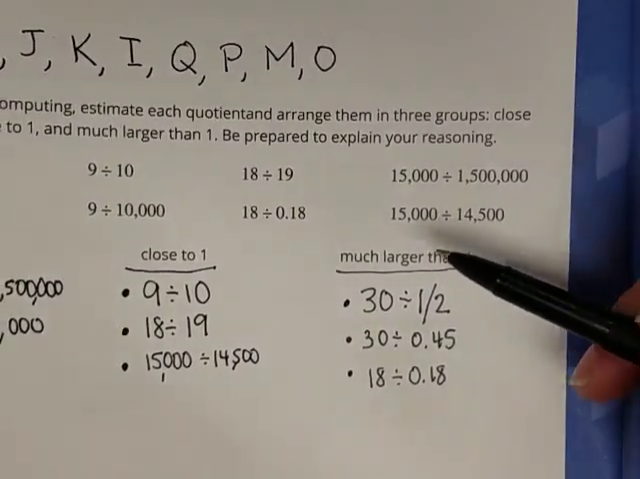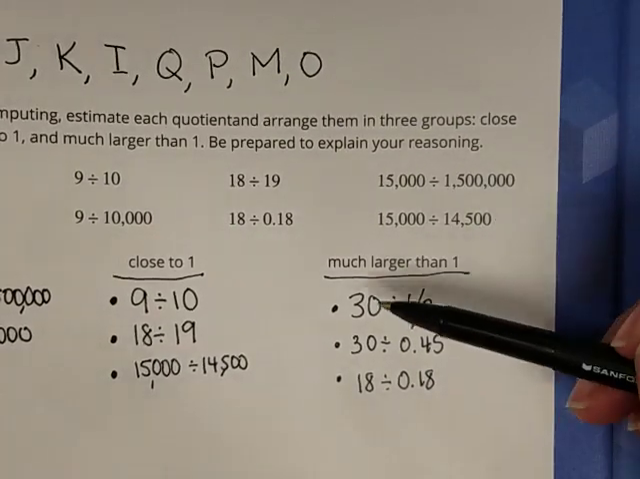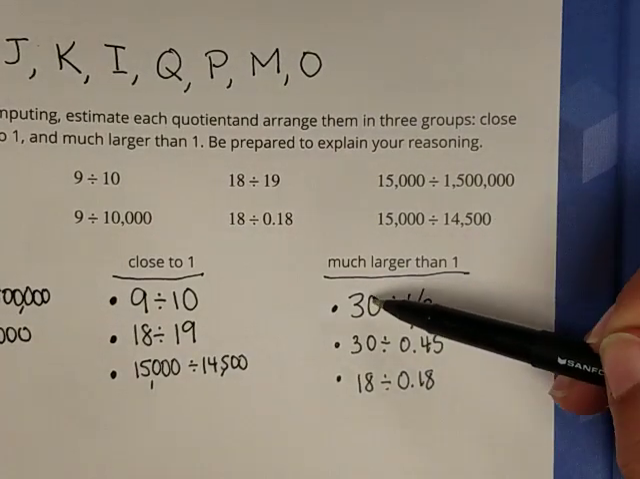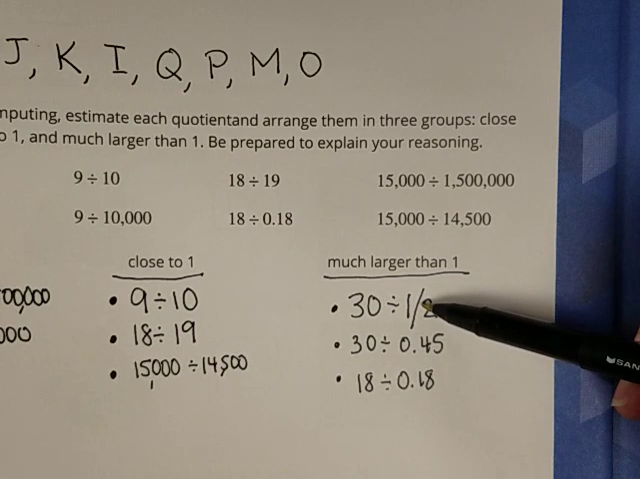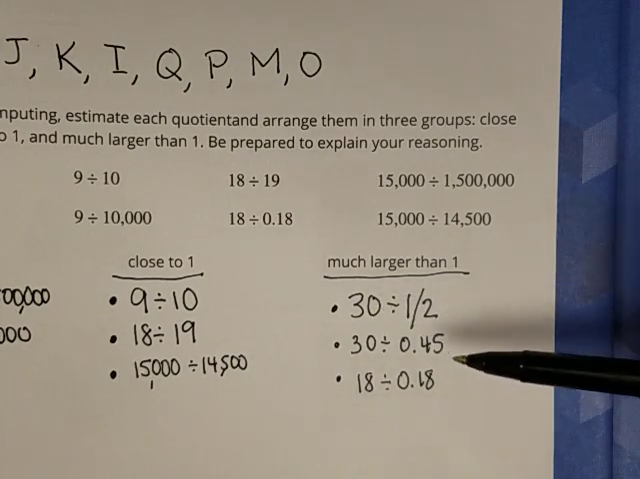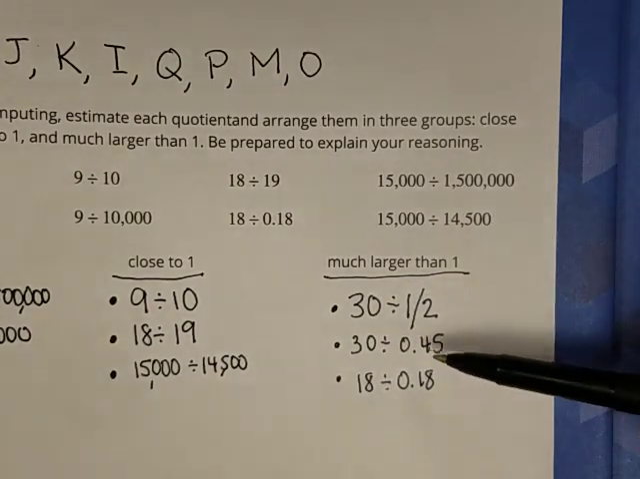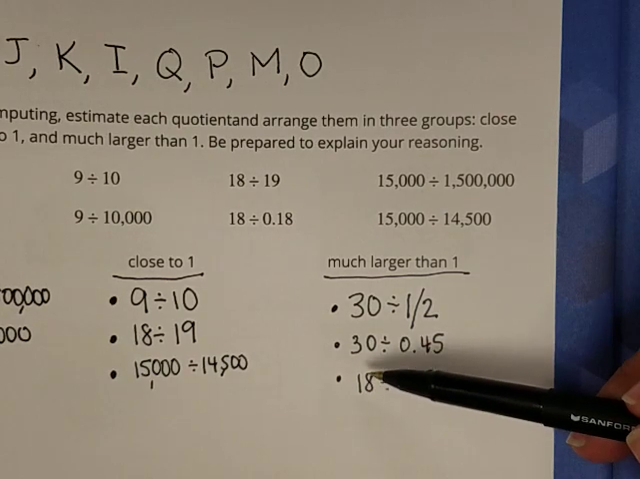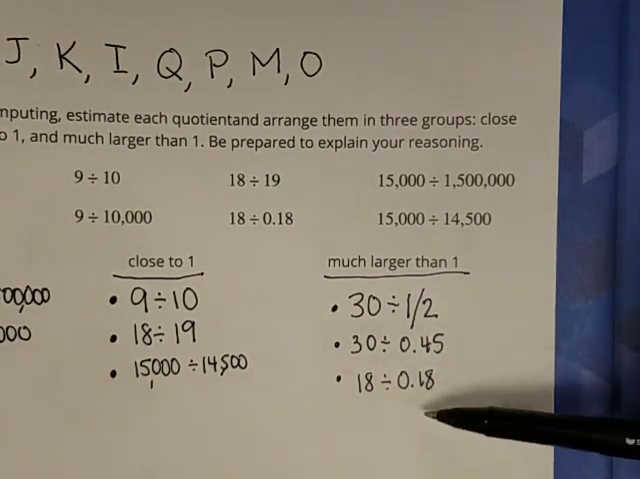And then much larger than 1, I got 30 divided by a half because the dividend was much bigger than the divisor. So a lot of divisors can go into the dividend. Same for this example, 30 divided by 0.45, and same with this example, 18 divided by 1800ths.